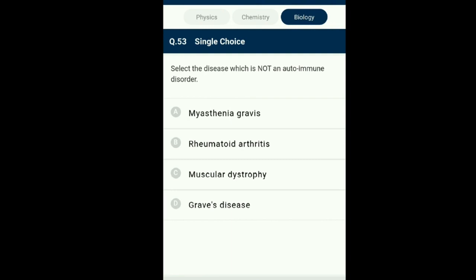Myasthenia gravis is otherwise called a neuromuscular disorder where the skeletal muscles are weakened. Graves' disease is generally called hyperthyroidism, an overactive thyroid. Rheumatoid arthritis is generally called inflamed joints, a type of autoimmune disease. Muscular dystrophy is a genetic disorder which damages and weakens the muscles over time due to lack of the protein dystrophin. This protein is necessary for normal function of the muscle. So the answer for this question is option C, muscular dystrophy.